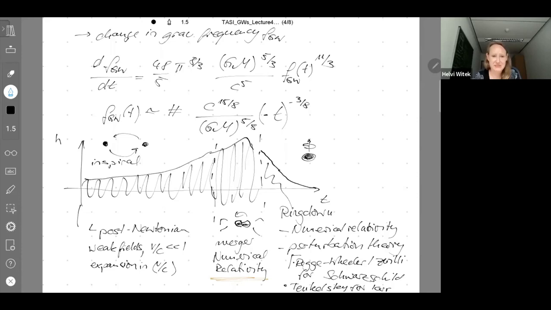Yeah, and other effects that we've completely neglected here: what if our objects are spinning? That would come in at a higher order in this v over c expansion, for example. Okay, that makes sense. Thank you.